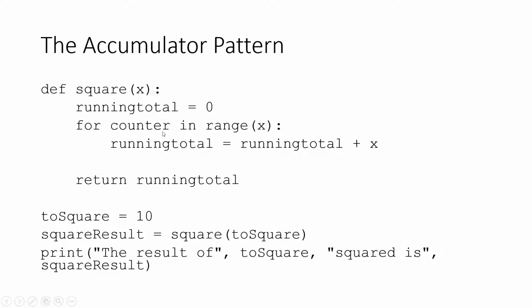We're then going to take the running total and add the value of x to its current value. So in this case, if we pass in 10, for example, the first time through the loop, running total is equal to 0, and we add 10 to that value. The second time through the loop, running total is now equal to 10, and we add 10 more, which makes it equal to 20. And we do this x times, which is 10 times, and the result is x times x, which is, again, the definition of squaring the value.